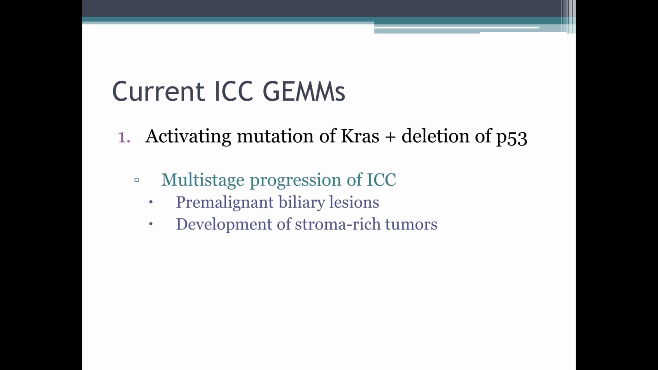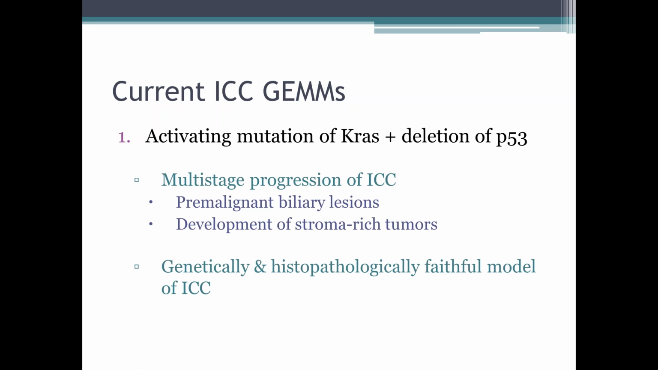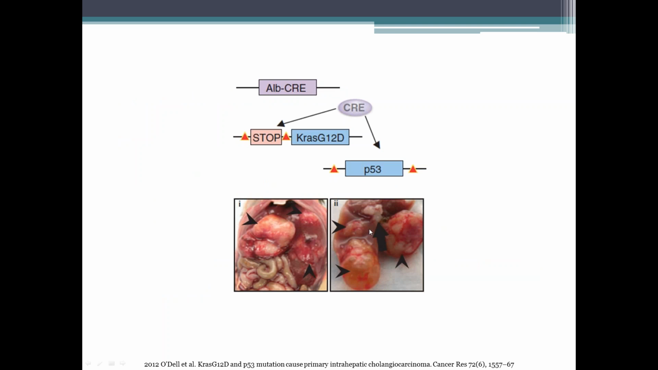And what results is that you get in the mouse a multi-stage progression of ICC with pre-malignant biliary or liver lesions, and you get the development of tumors surrounded by that rich tumor microenvironment. And so just like with the KPC mouse, you get a genetically and histopathologically faithful model, a model that produces cancers that look similar to what they look like in humans. And this figure just shows that. It shows how they use that recombinase CRE to induce the mutation in KRAS and delete p53. And these are actual figures from the mouse model showing the liver with large tumors that have developed.